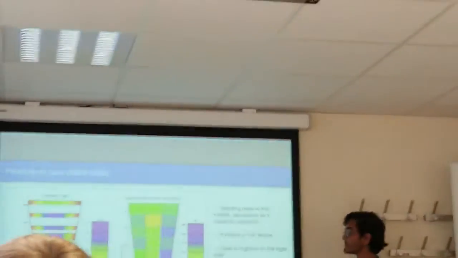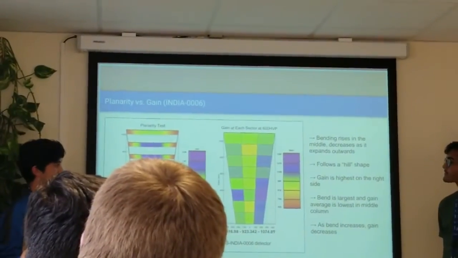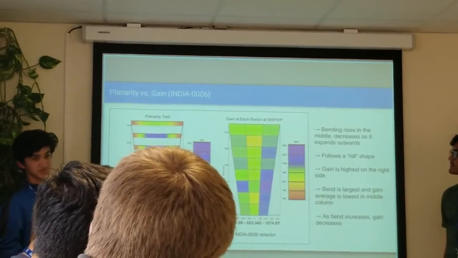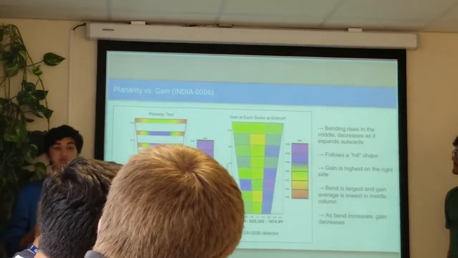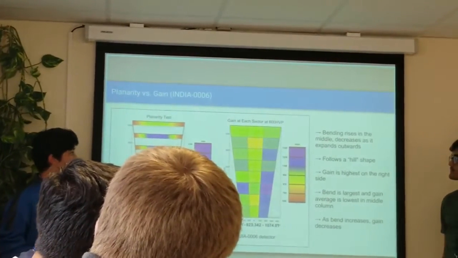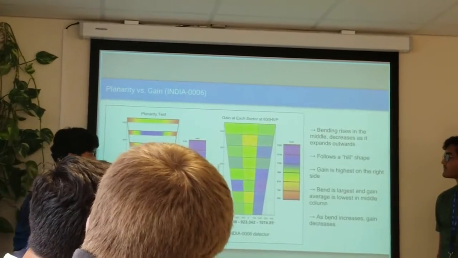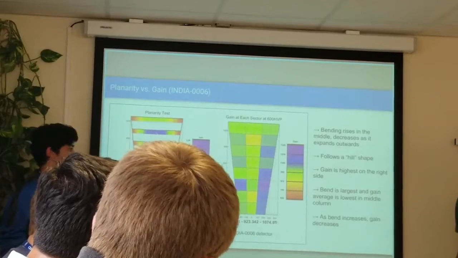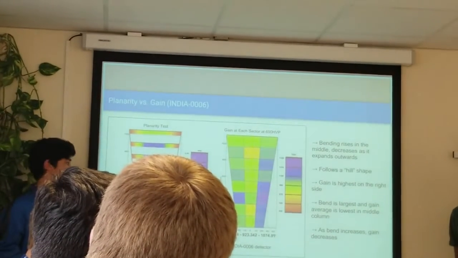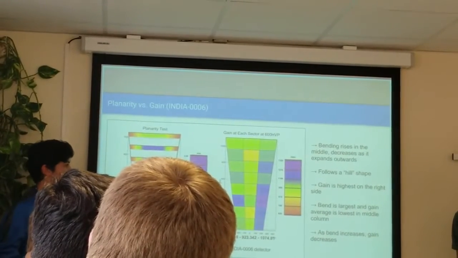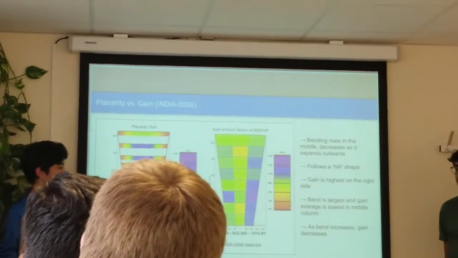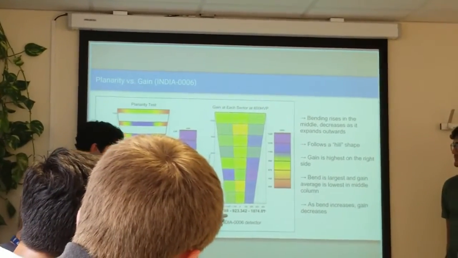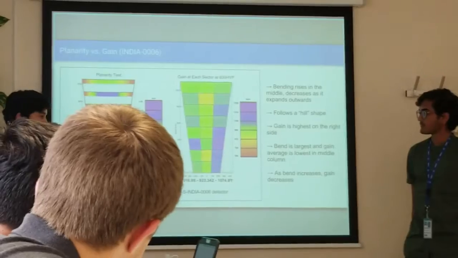In the planarity test, on the edges of the outside, it's a lower value and it increases as it goes towards the center. So this follows sort of a hill-shaped kind of effect. On this gain test here, we can see how the gain is the highest on the right side, as indicated by the blue and purple values. So we can see a slight correlation here. As the planarity increases and goes towards the center, the gain decreases. And if we take a look at the average values, that definitely is true.